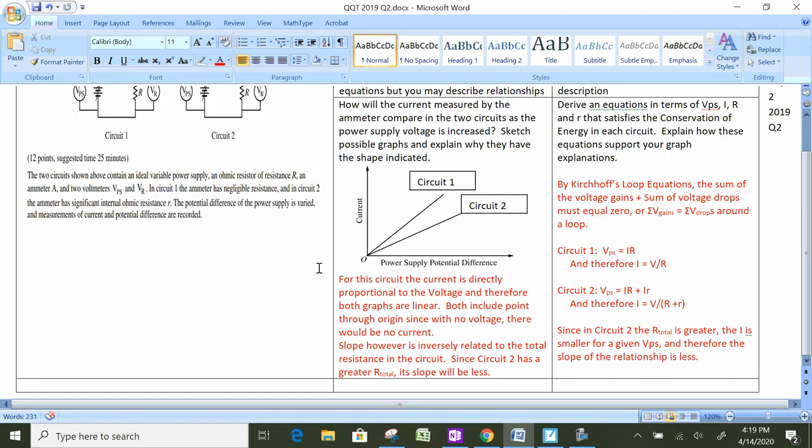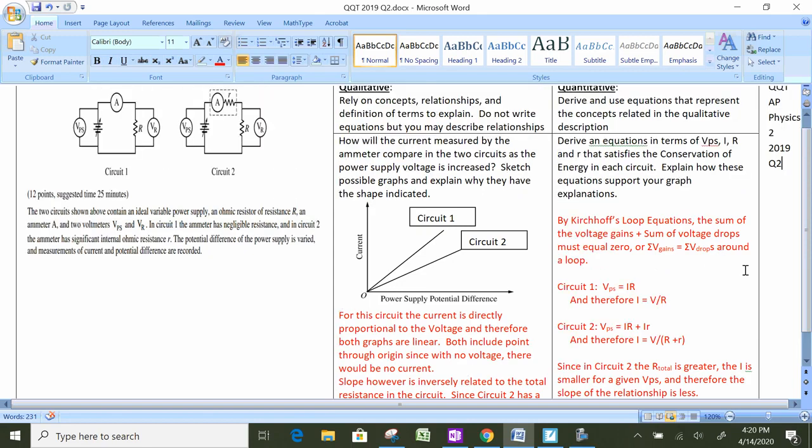Many graphs are not, but if they are, and if you're going to do that, you should explain why you did that. The key difference, of course, is the slope. So it says the slope, however, is inversely related to the total resistance in the circuit. Since circuit 2 has a greater R total, its slope will be less. So you've given a description about the shape, linear, and why, and you've given a description about why their slopes are different. Now let's look at the math to support this.